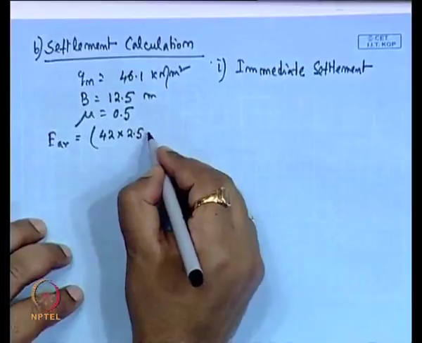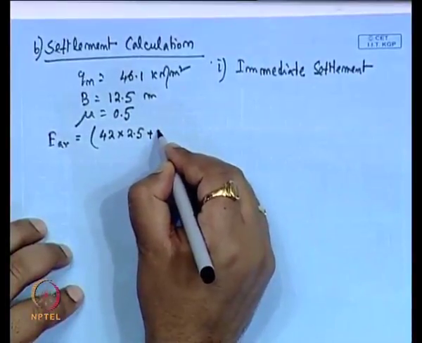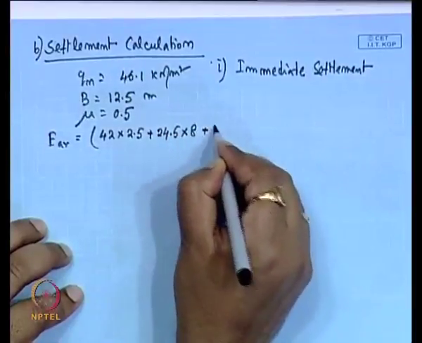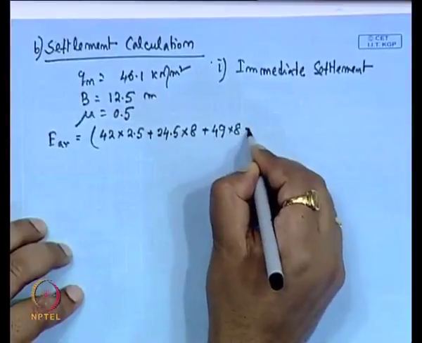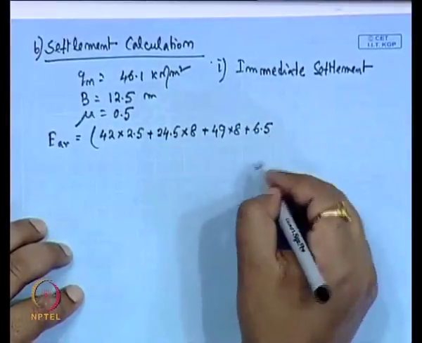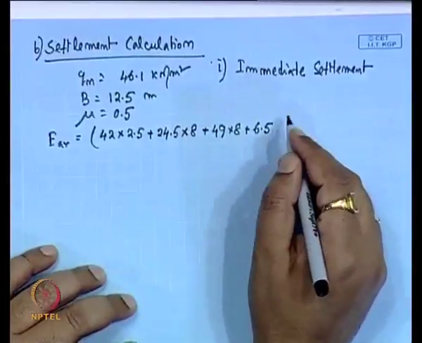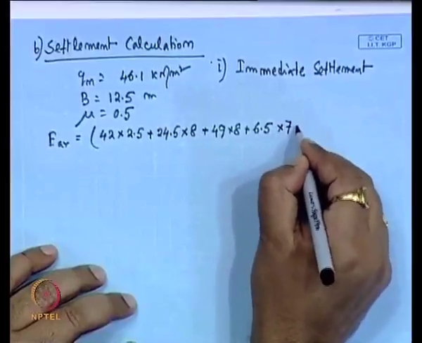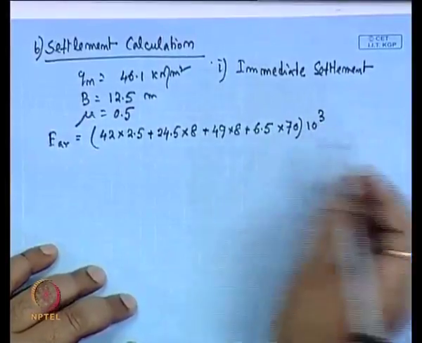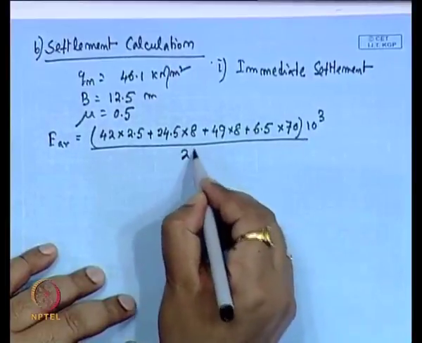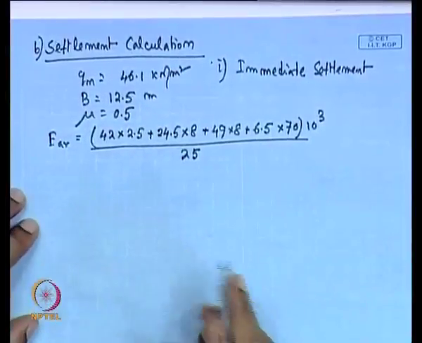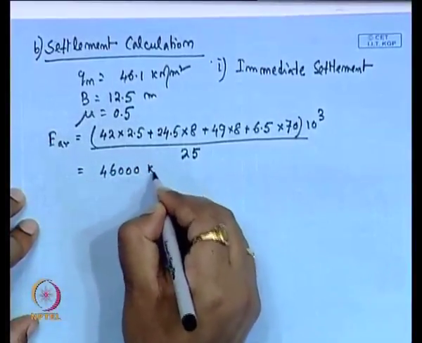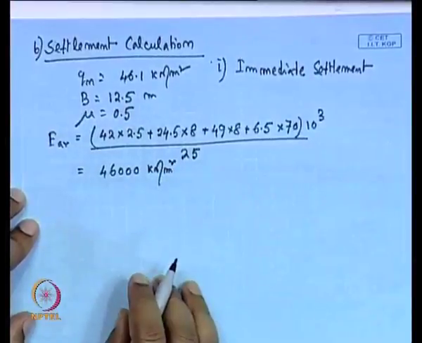So, the weighted E is 2.5 plus 24.5 into 8 plus 49 into 8 plus 6, because the last layer influence zone is only up to 6.5, the last layer thickness, not the total thickness of 10 meter, it is up to 6.5, into 70 into 10 to the power 3, divided by 25 meter. So, the E value that we are getting is 46,000 kilonewton per meter square.